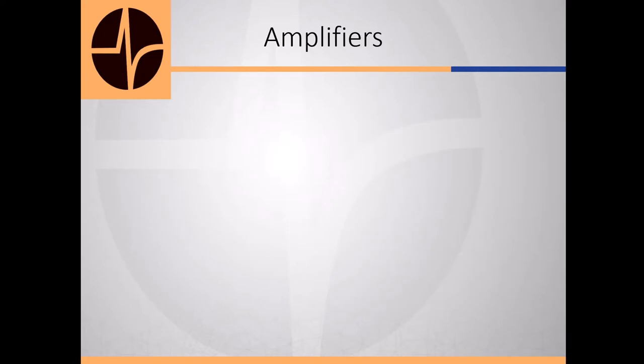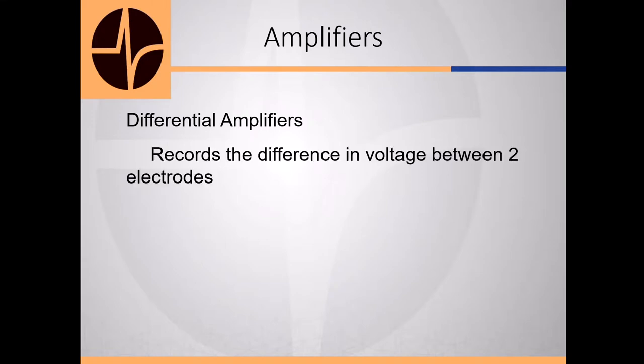We're going to talk about the amplifiers. So we use differential amplifiers, and we use this in EEG, and we use it in evoked potentials, EMG. It records the difference in voltage between two electrodes. That's all there is. In EEG, though, we have a polarity rule, and the convention is that negative is up.